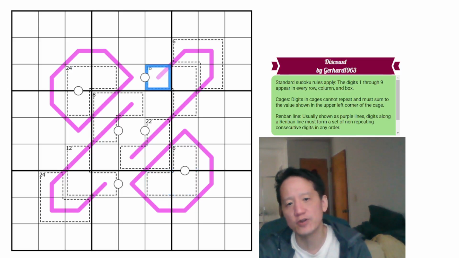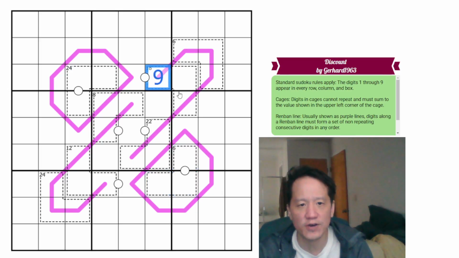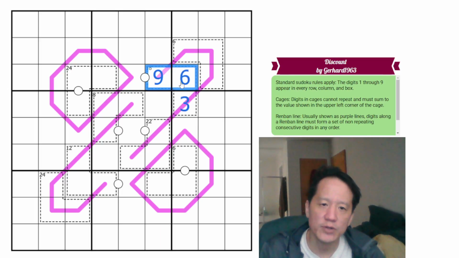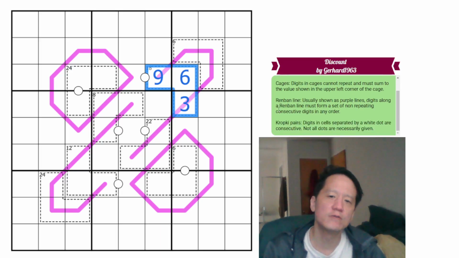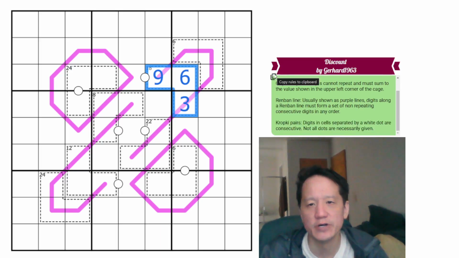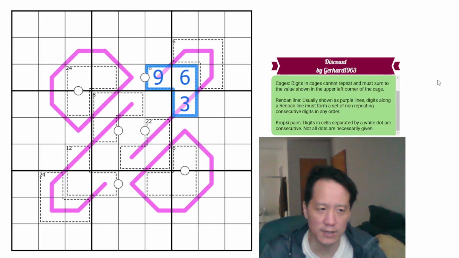So an example for here could be something along the lines of 9, 6, and 3, right? Because these three digits add up to 18, and that's what's required by the cages. They're usually called killer cages, but in this one he labels them just as cages.